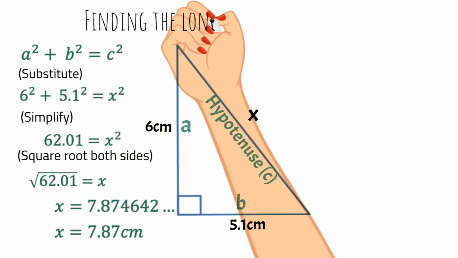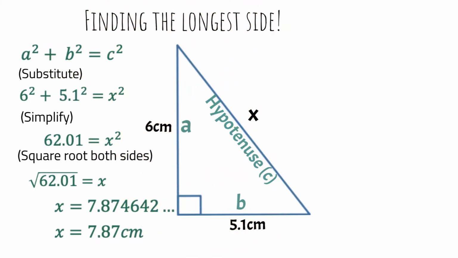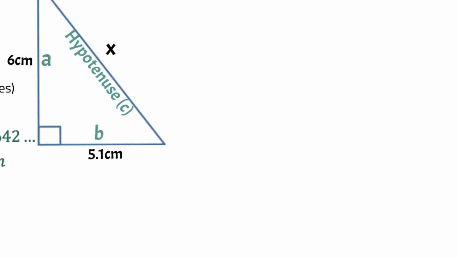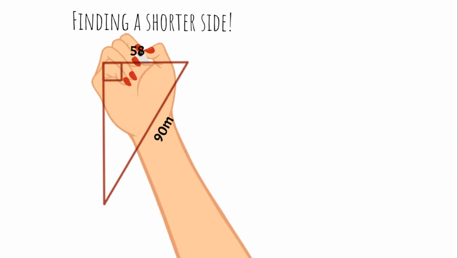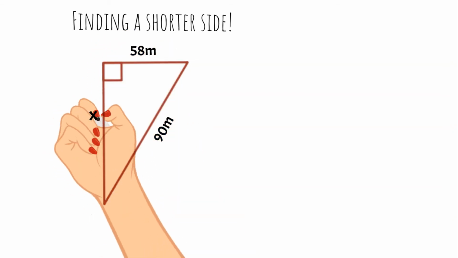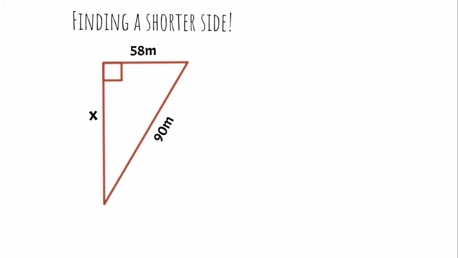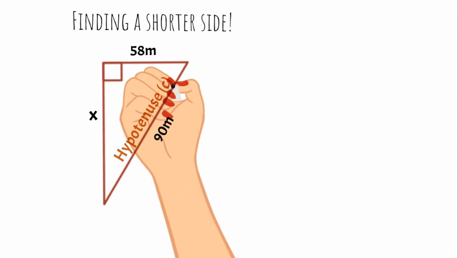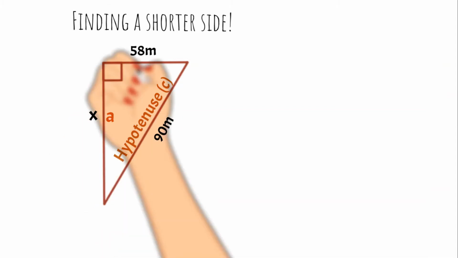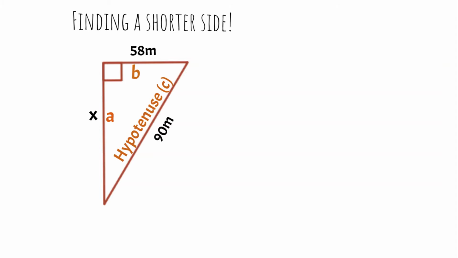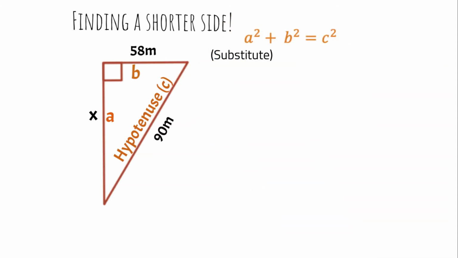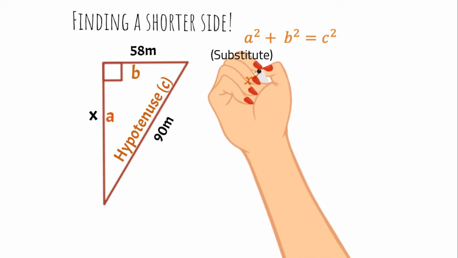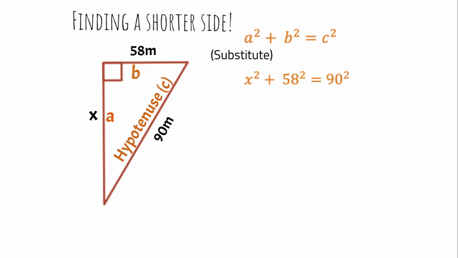So that's finding the longest side, and it is the same every single time if your unknown is C, the hypotenuse. Let's now look at finding a shorter side. So here's the situation where our unknown is one of the shorter sides. First step again is identify the hypotenuse and call it C. The other two sides can be called A and B in any order. Now here's Pythagoras' theorem. Substitute in the values from the triangle and we get x squared plus 58 squared equals 90 squared.